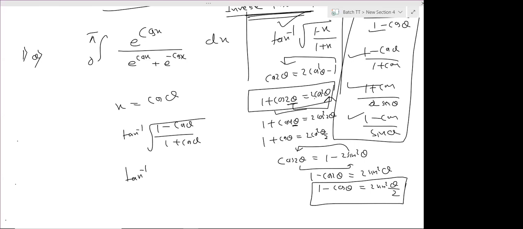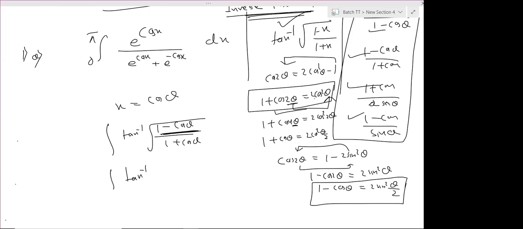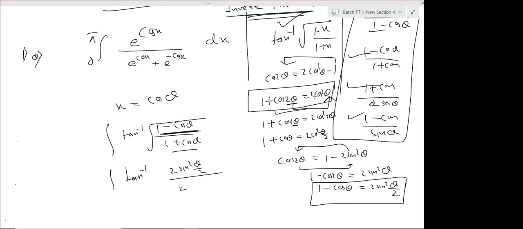Upon integration. No, this is integration, all right. But what should I write in the place of 1 minus cos theta? 2 sine square theta by 2. And in the place of 1 plus cos theta? 2 cos square theta by 2.